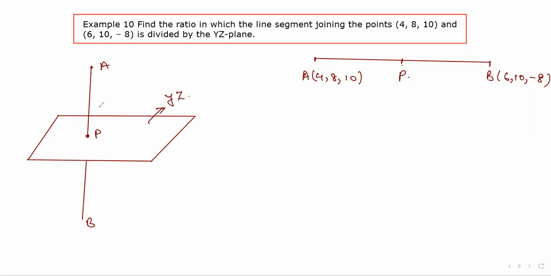Now any point lying on this plane will have its x coordinate 0. So point P can be written as 0, y, z. You have to find the ratio in which this line segment is divided. That means AP upon PB is to be calculated. Let this ratio be k:1. So your job is to calculate k:1.